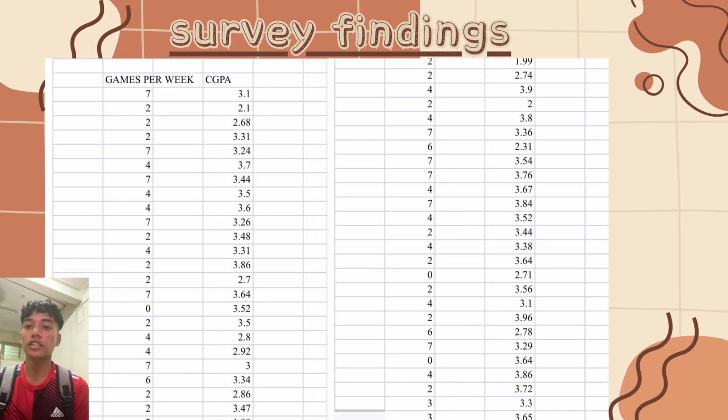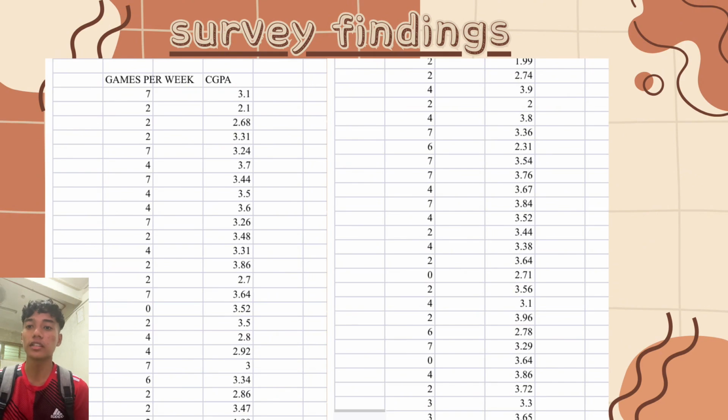So on average, respondents play around 3 to 4 times per week. The distribution is slightly right skewed, meaning a small number of students play more games than the rest, but not extremely high. The range is 7, showing a large variation, where some students don't play at all while others play daily. Now, linking to academic performance.